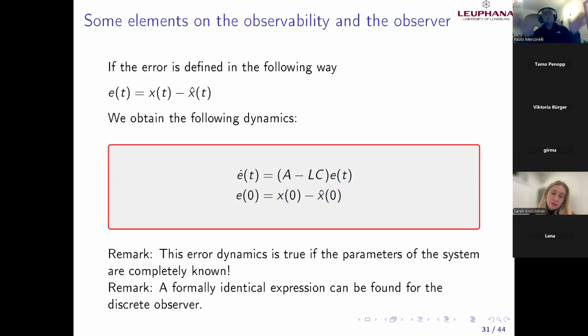But for the non-engineer, it's not so extremely important to go in depth on this. In any case, depending on L, I can realize a converging error to 0. This means if e of t converges to 0, x hat is approaching, or converges on, x of t, even though asymptotically means in infinite time.